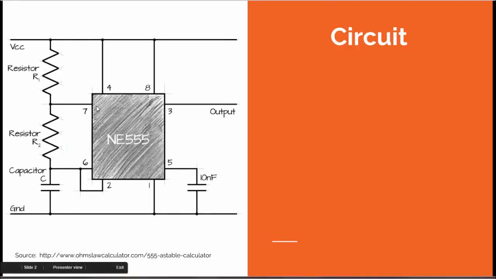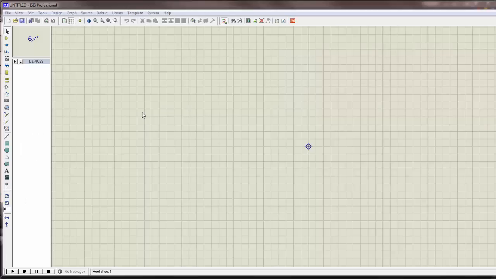So here is how the circuit looks. We have 4 external components which will be connected in addition to the 555 timer. We have R1, we have R2, and then we have C. Now R1, R2, and C set the on and off time for each cycle. So let's move straight to Proteus and then we'll simulate and see how it works.